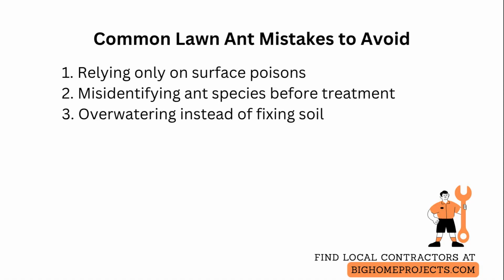Misidentifying species causes ineffective tactics since some ants forage widely and need baiting, while others nest in soil and respond to nest injections, so observe trail patterns and mound structure before choosing a method.